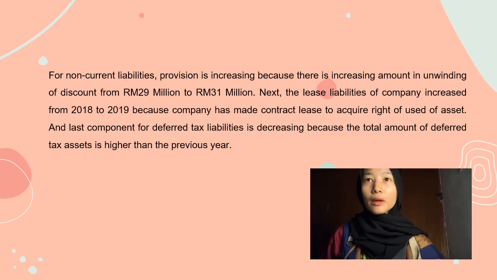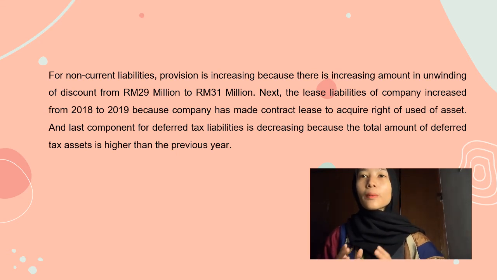For non-current liability, provision is increasing because there is an increasing amount in unwinding of discount from 29 million to 31 million. Next, the lease liability of company increased from 2018 to 2019 because company has made contract lease to acquire right of use of asset, and last component for deferred tax liability is decreasing because the total amount of deferred tax asset is higher than the previous year.